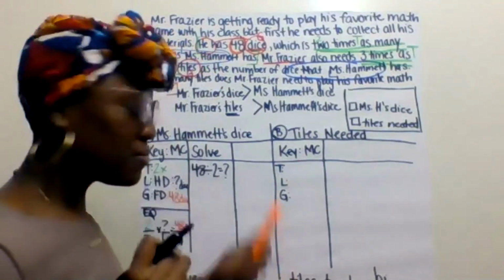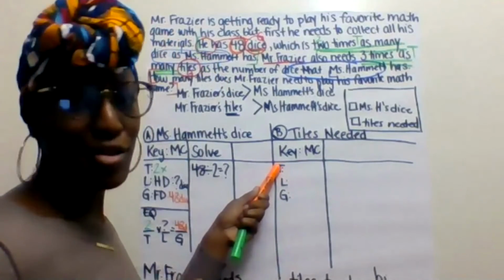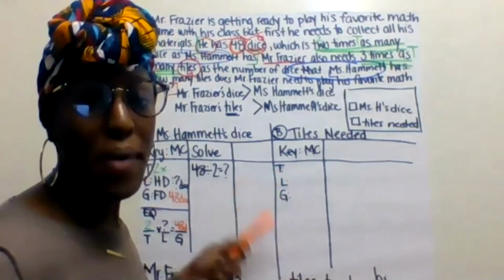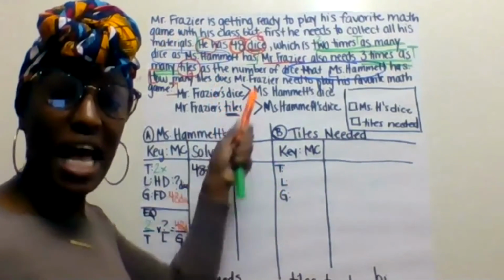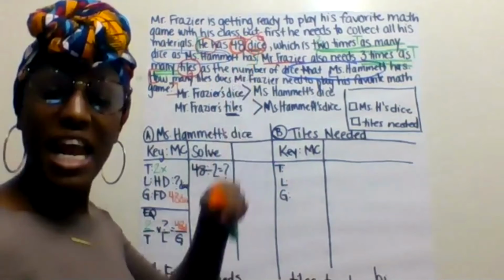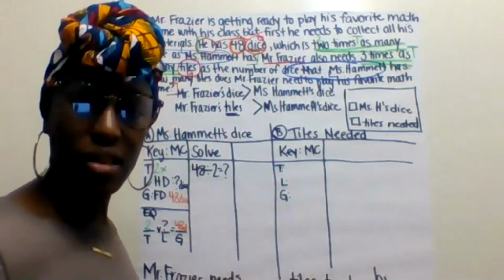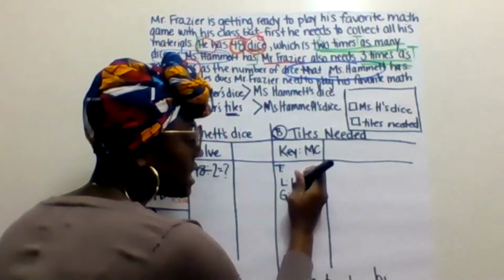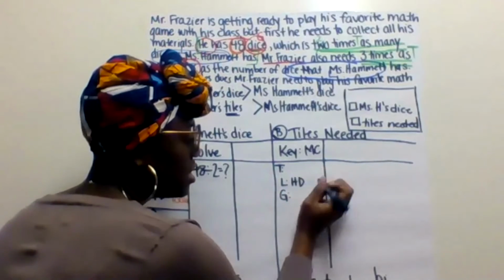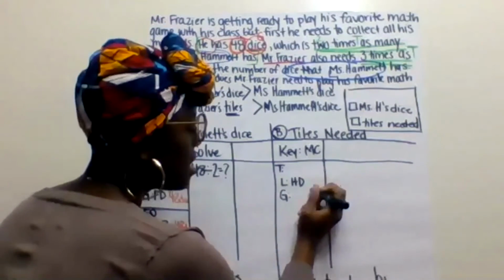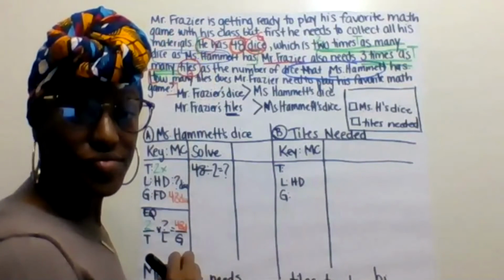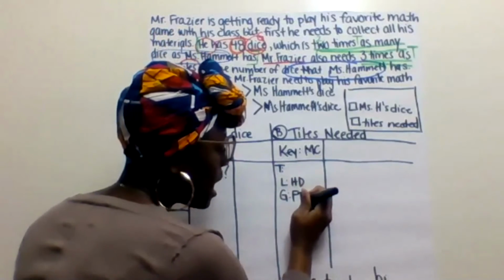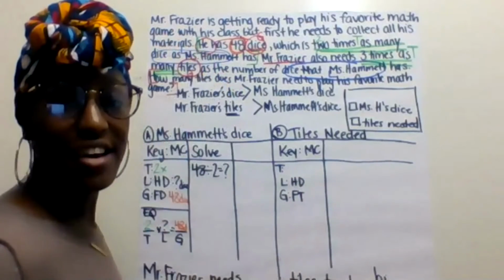Now, where do we start? Start with the T? No, no, no. We start with the L and G because that's where we get tricked. So go back to your inequalities and your markup, and I want you to tell me, what is the L? Yes. So in this case, it is Miss Hammett's dice. She's still the L. And what's the G? Yes, the unit has changed now. It is Mr. Fraser's tiles. So I'll write FT for Fraser's tiles.